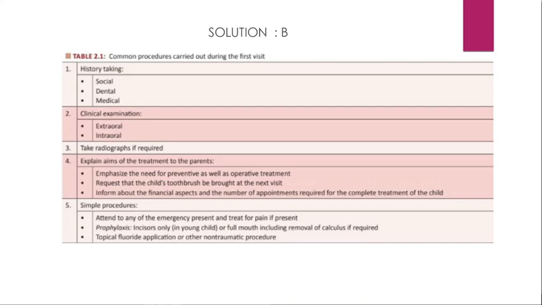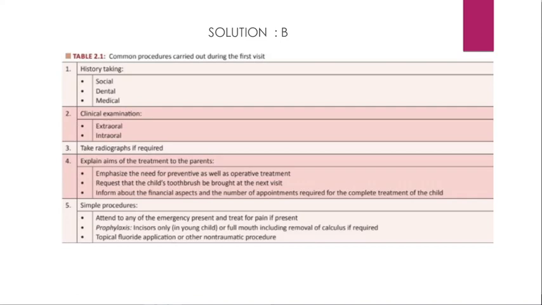So just see the procedures. It must be like history taking, then a normal radiograph can be taken, and a little clinical examination of both extraoral and intraoral conditions. Then to the parents, what things can be done? We have to emphasize toothbrushing techniques, and preventive treatments can be emphasized, and then we can inform regarding the number of appointments, the treatment plan, the number of appointments needed for the particular condition, and the financial aspects of the treatment. This can be explained to the parent.